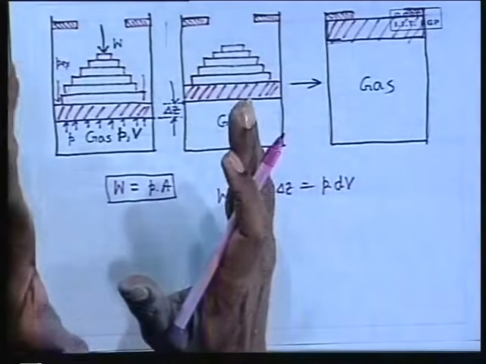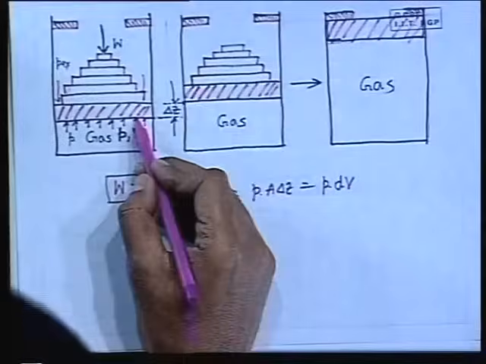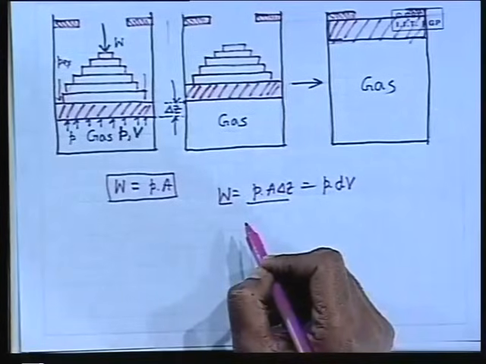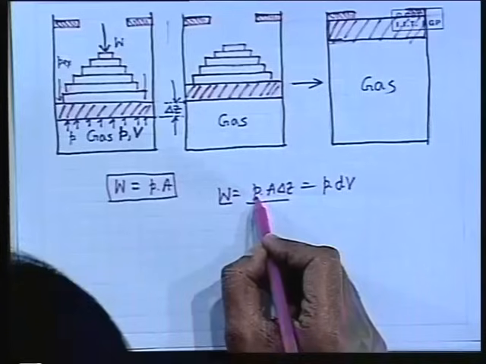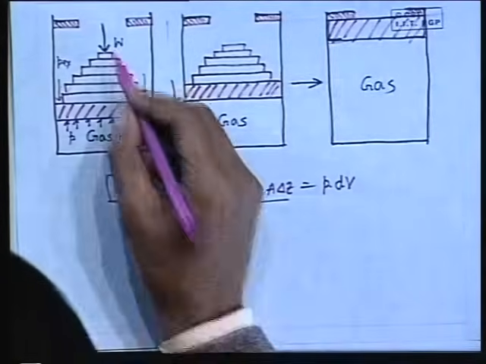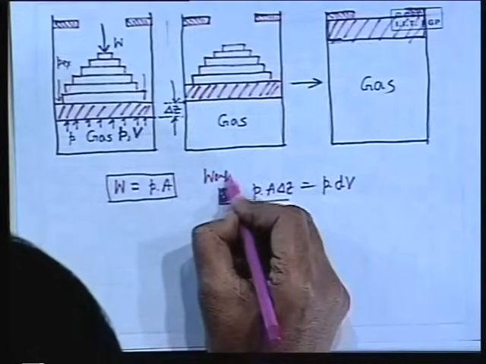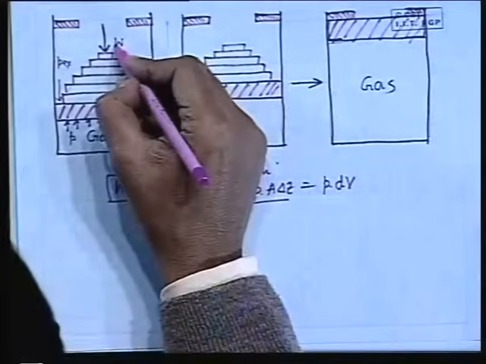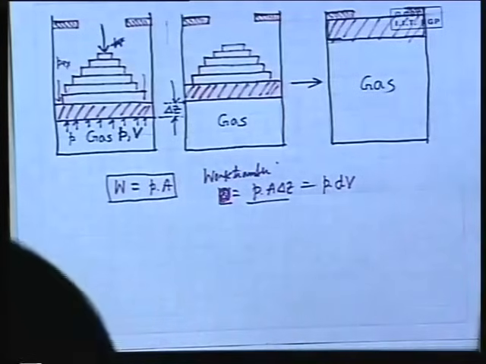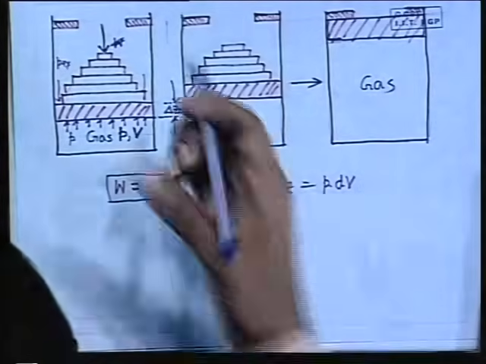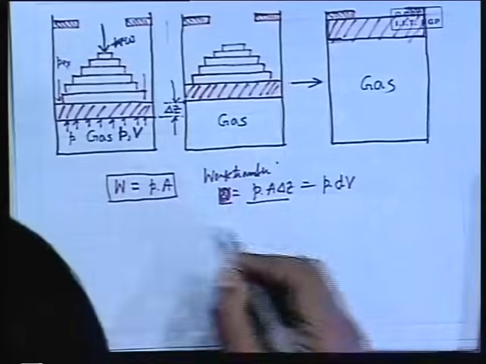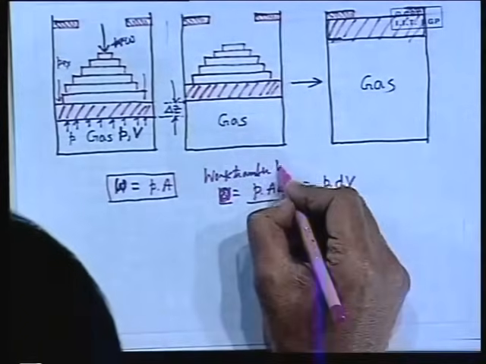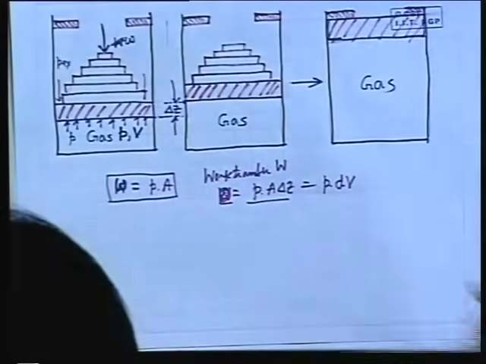That means it is a sort of non-dissipative work. That means the change in the potential energy of the weight is W into delta z. I am sorry, the nomenclature is confusing. Let us consider the weight as small w, otherwise there will be confusion. So small w is P into A. So the work transfer will be P into A delta z, which will be equal to the small weight times delta z.